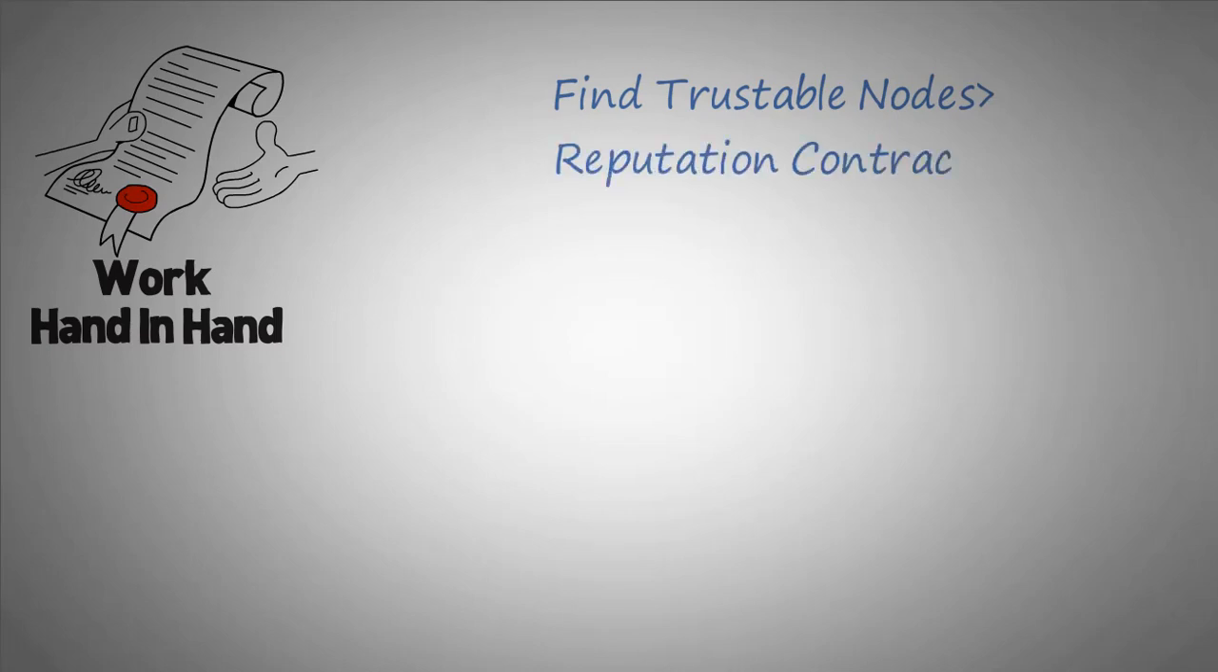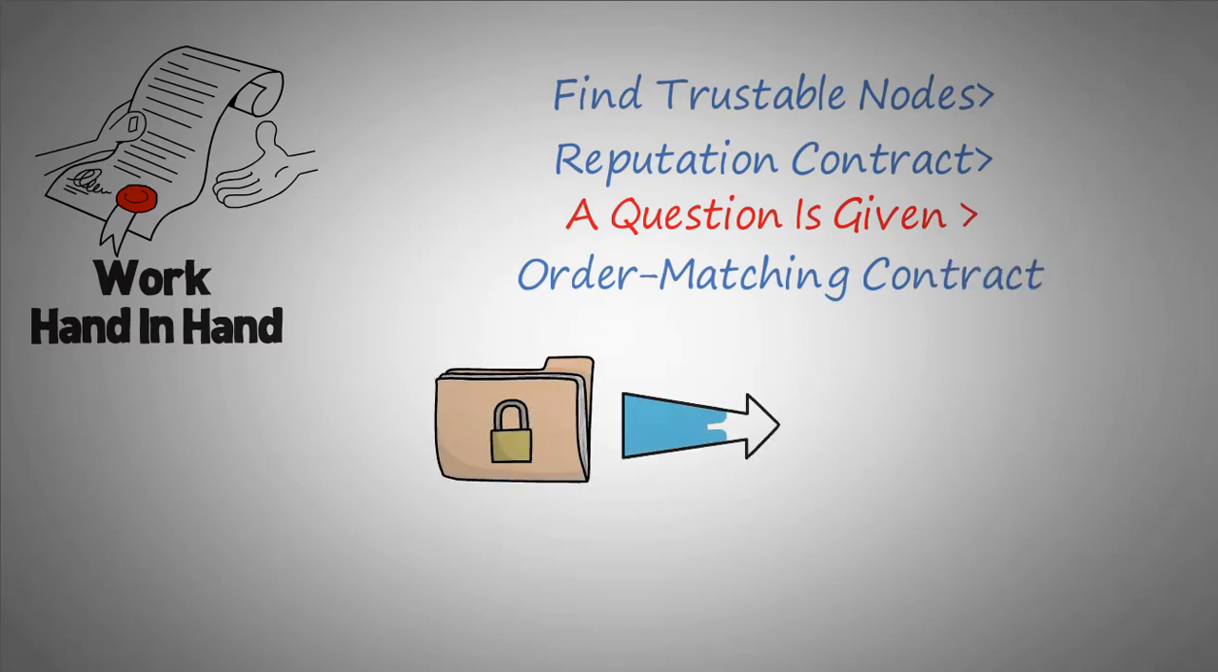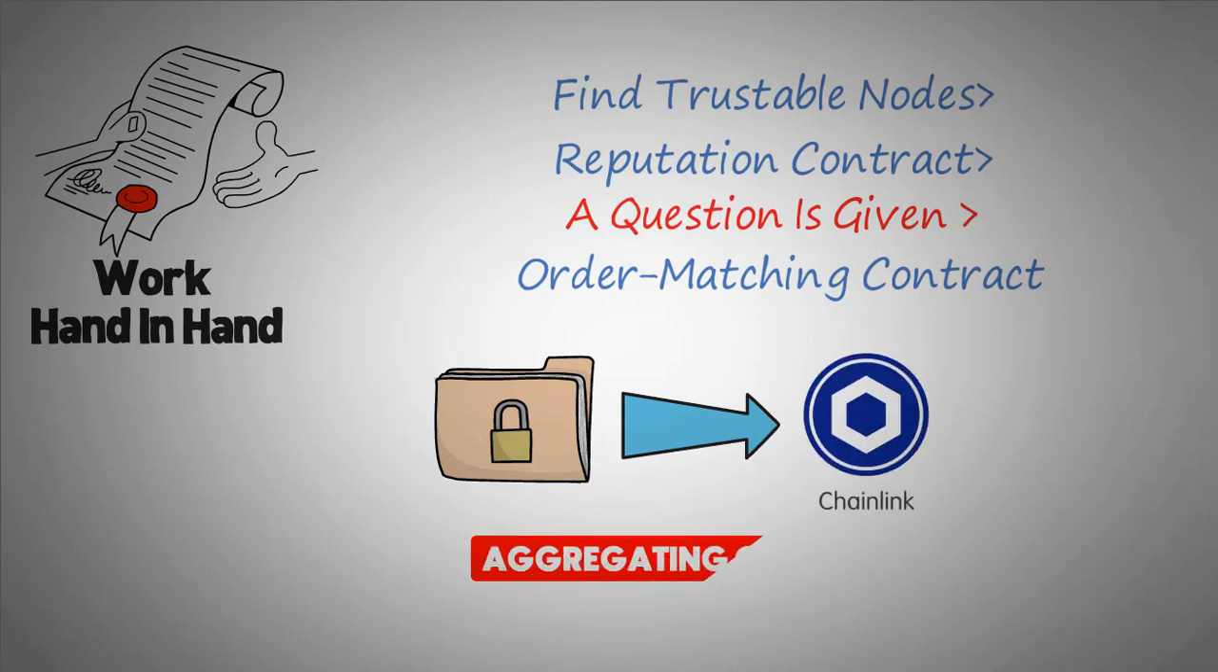And so, all these contracts work hand in hand to follow the simple formula: pay the Chainlink to find trustable nodes, aka the reputation contract. Next, a question is given with the hopes that the nodes will find an answer, aka the order matching contract. Lastly, all of the data is aggregated by Chainlink into a single answer, aka the aggregating contract.